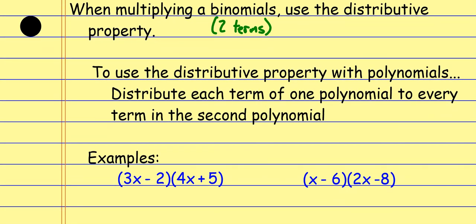And when we do that with polynomials, but with binomials, things like that, we have to distribute each term of one polynomial to every term of the second polynomial, all right? So if I'm distributing a binomial, I essentially need to do my distributive property twice, once for each term, all right? If I had a trinomial, I would have to distribute 3 times, once for each term, okay? So I basically take each term individually and use my regular old distributive property, all right?